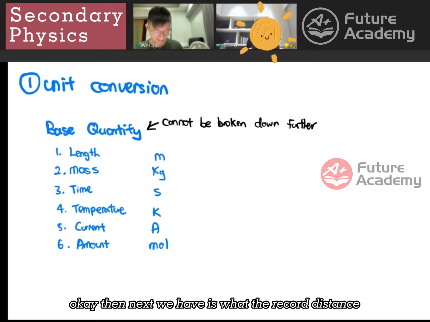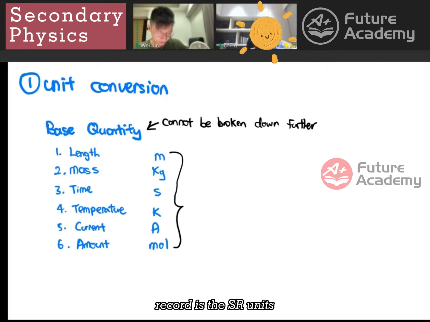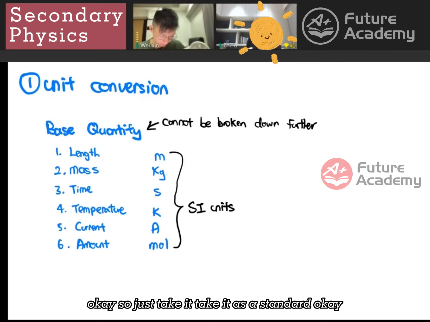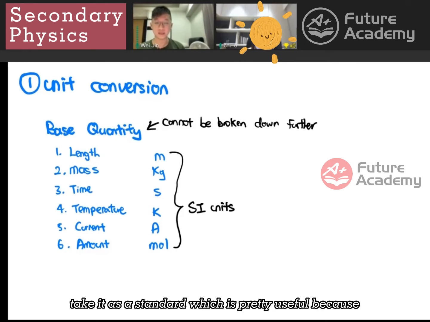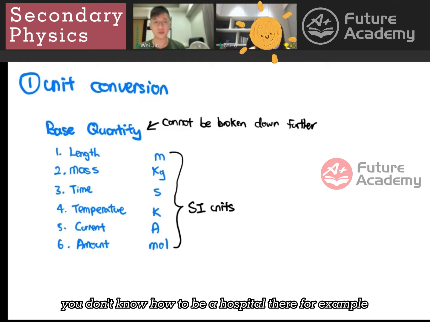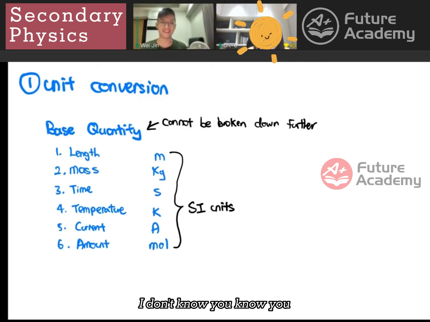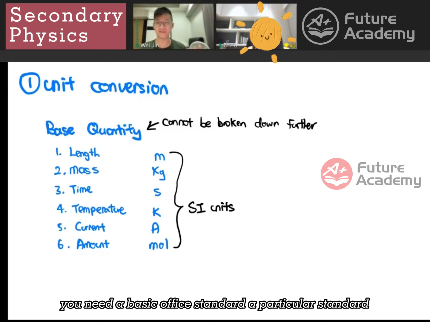Okay, then next we have is what do we call these things? Well, we call these units the default units, right? We call these the SI units. Okay, so just take it as a standard lah. Okay, take it as a standard, which is pretty useful because if things are without standards, then you don't know how big or how small they are lah. For example, if I tell you like 300 Fahrenheit, is it hot? I don't know. Is it very hot? I also don't know. So we need to base it off a standard, a particular standard.